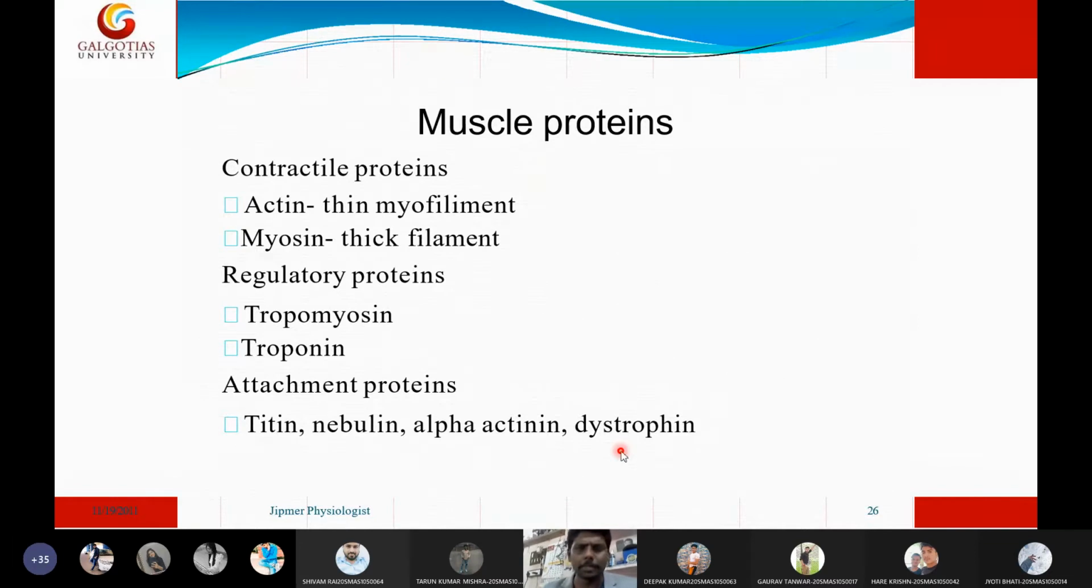So this is all about the muscle, students. If you have any doubts in structure of muscle, you can ask me. If not, I will proceed to the next topic. Shall I proceed to the next topic, students, which is joints present in the human body?